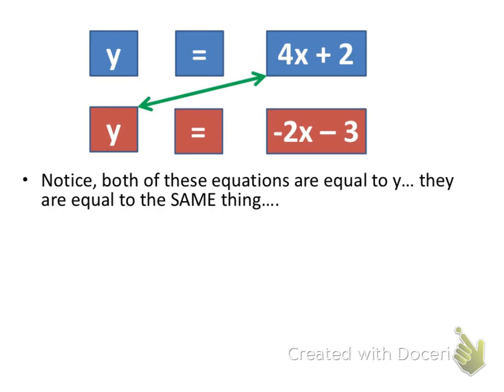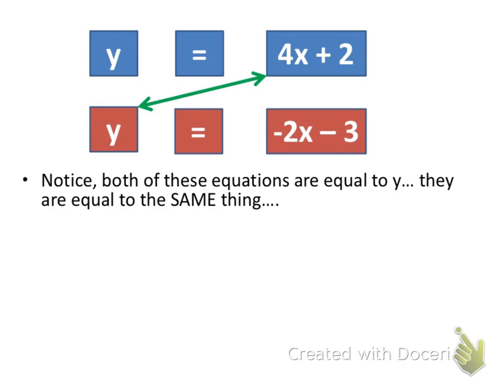So let's take that same problem that we had from the beginning that we were able to graph to solve, and let's do substitution. So this first equation says y equals 4x plus 2, and the second one says y equals negative 2x minus 3. Now what we notice is both of these are equal to y.